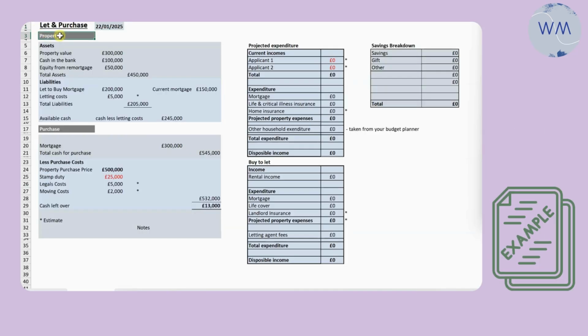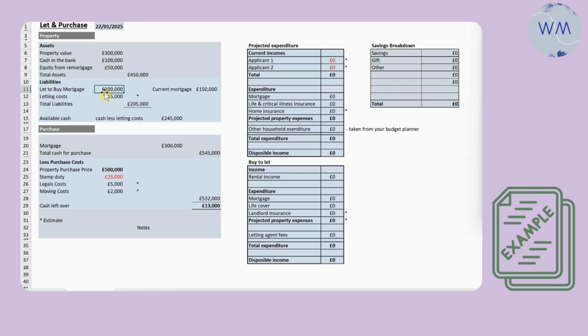Let's start with your current property. We've got assets, including your property. We've got liabilities, including your mortgage. We have the property value, any cash that you've got available to spend, equity from the remortgage. Now moving on to the liabilities. We've got your current mortgage. We've got the let to buy mortgage, which will replace it.